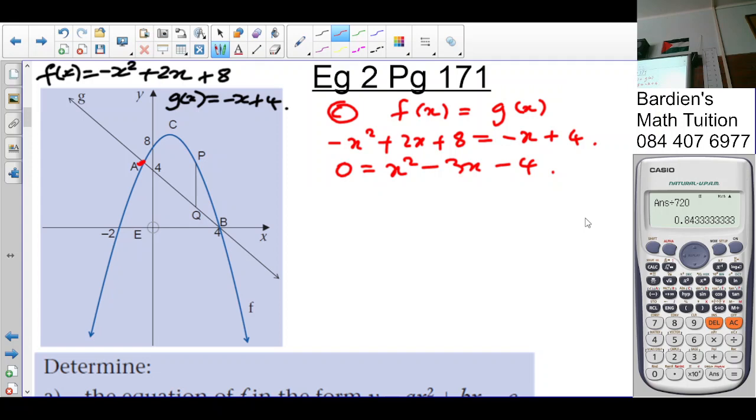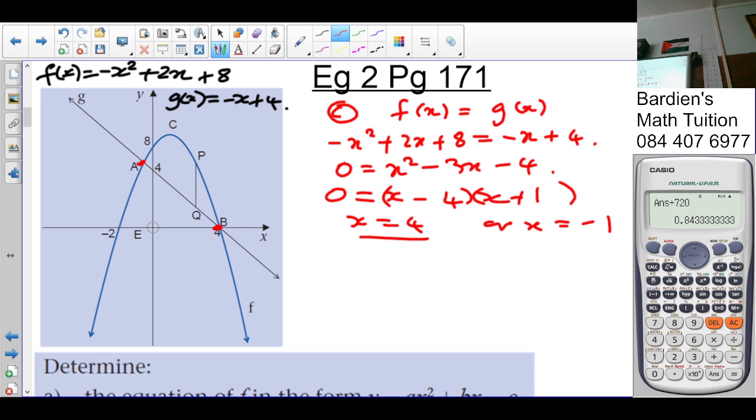Alright, so x works out to be what? If you don't know how to factorize, what must we do? Quadratic formula. x is equal to 4 and x is equal to minus 1. Why are there 2 values of x there? There's 2 points of intersection. The B is already accounted for, which is the 4. Can you see that? So which one are we interested in? The negative 1. So what do we do with that? Substitute it, yes? Either into the straight line or the parabola. Go for it, and you work out the coordinates of A.